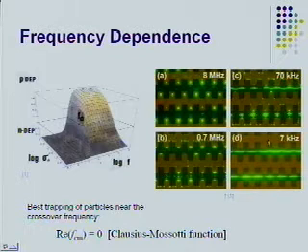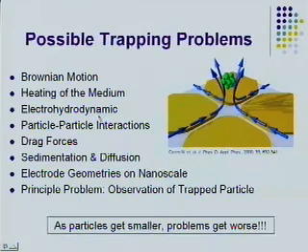And then if you lower the frequency even more, the osmotic effect has more of an impact. But generally, in practical use, the best trapping is right around this crossover frequency. So we saw there's an example of where streaming potential can affect things. Let's look at some of the other problems.